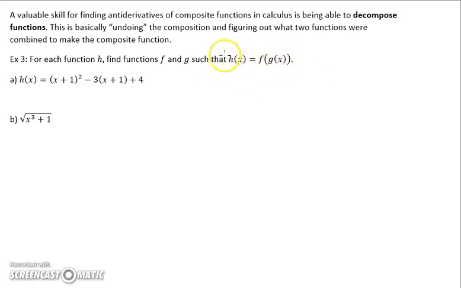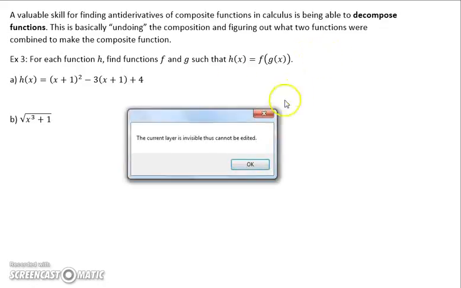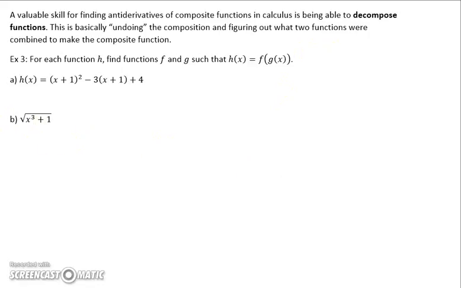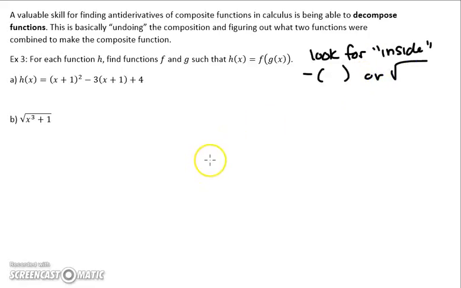So if we have some function that we're calling h of x, and we know it's a composition of f and g of x, we should be able to pull apart and figure out what f and g are. So the key for this is going to be trying to find what's inside the other function. So this is usually set off with parentheses or radicals. Usually the places we're going to look.